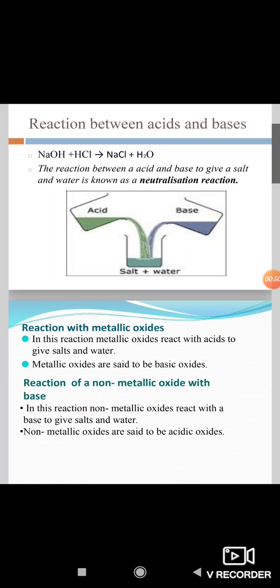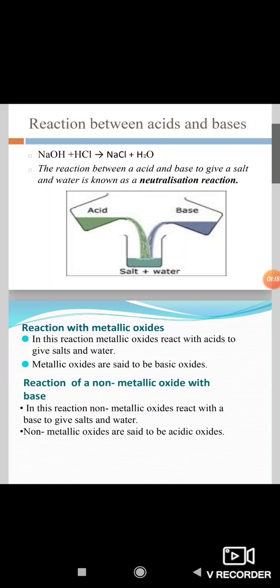The reaction between an acid and a base to give salt and water is known as a neutralization reaction. This is a very important question in your examination. What is a neutralization reaction? Give an example. The question arises: what is a neutralization reaction, and give an example.